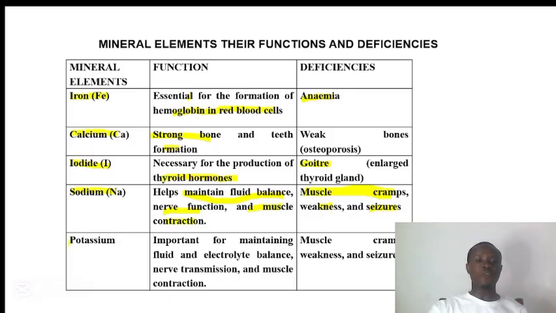Also, we have potassium. Potassium is also needed for the maintenance of fluid balance and electrolyte balance. It is needed for nerve transmission and muscle contraction, similar to what we have in sodium. So when a person lacks potassium, it will cause muscle cramps, weakness, and seizure.